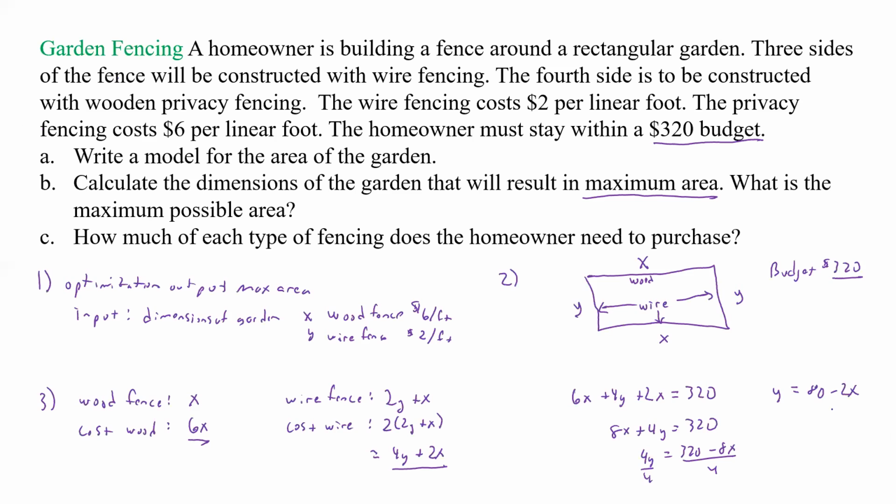We just found y. We said that was 80 minus 2x. So A of x is equal to x times 80 minus 2x. Okay. Now we distribute there. A of x is equal to 80x minus 2x squared. Now what we need to do is simplify and set this equal to 0 after we take the derivative. So let's go ahead and take our derivative.